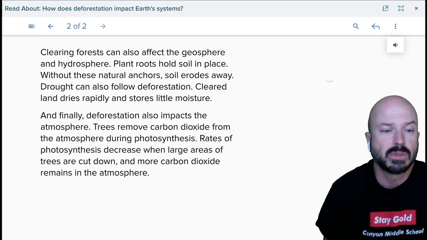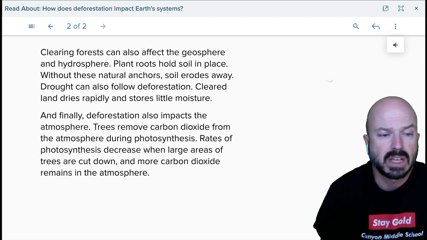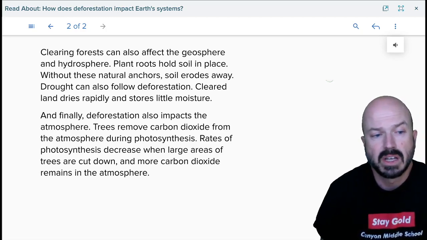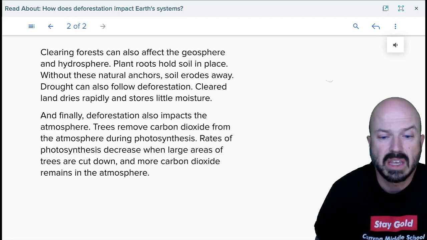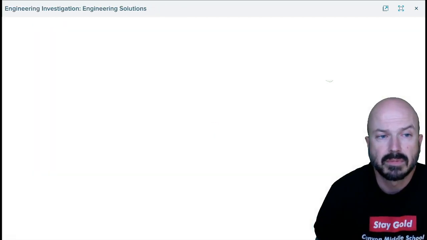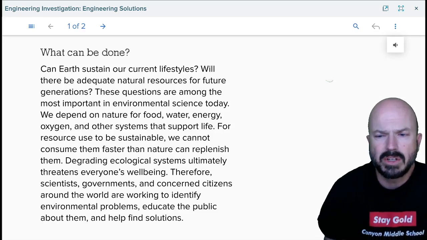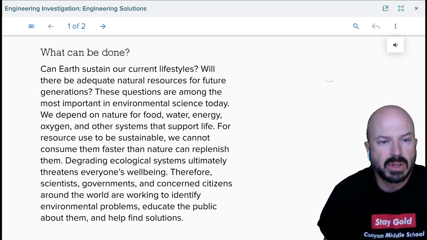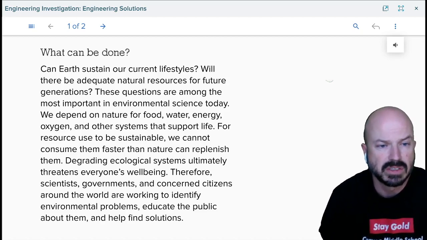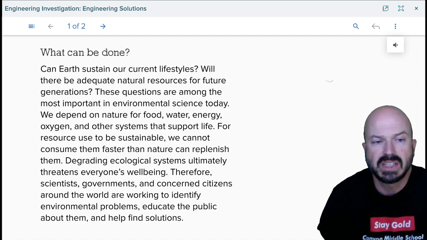And finally, deforestation also impacts the atmosphere. Trees remove carbon dioxide from the atmosphere during photosynthesis. Rates of photosynthesis decrease when large areas of trees are cut down, and more carbon dioxide remains in the atmosphere. Now, what can we do about this? Can Earth sustain our current lifestyle? Will there be adequate natural resources for future generations? These questions are among the most important in environmental science today.